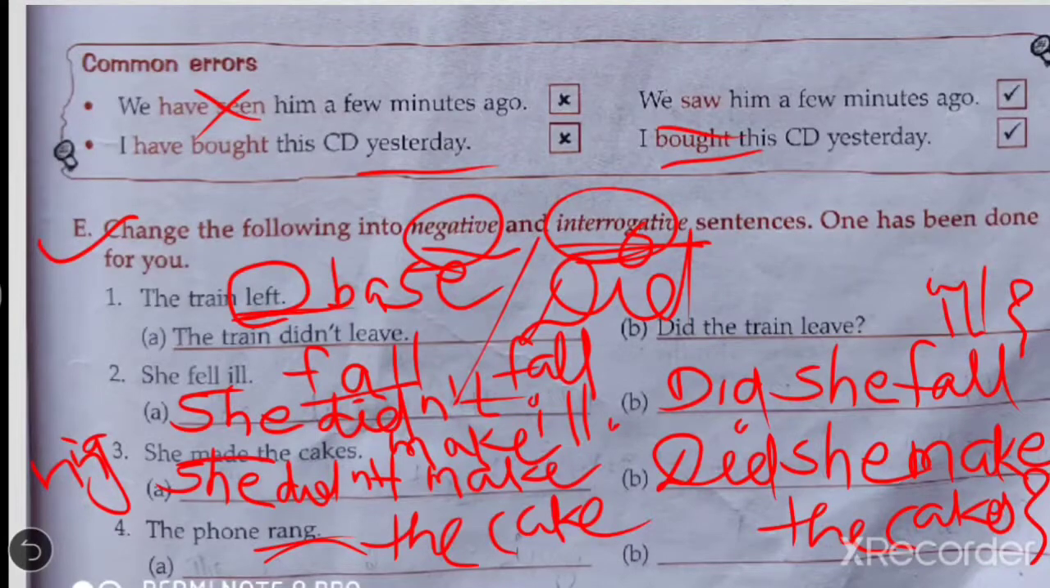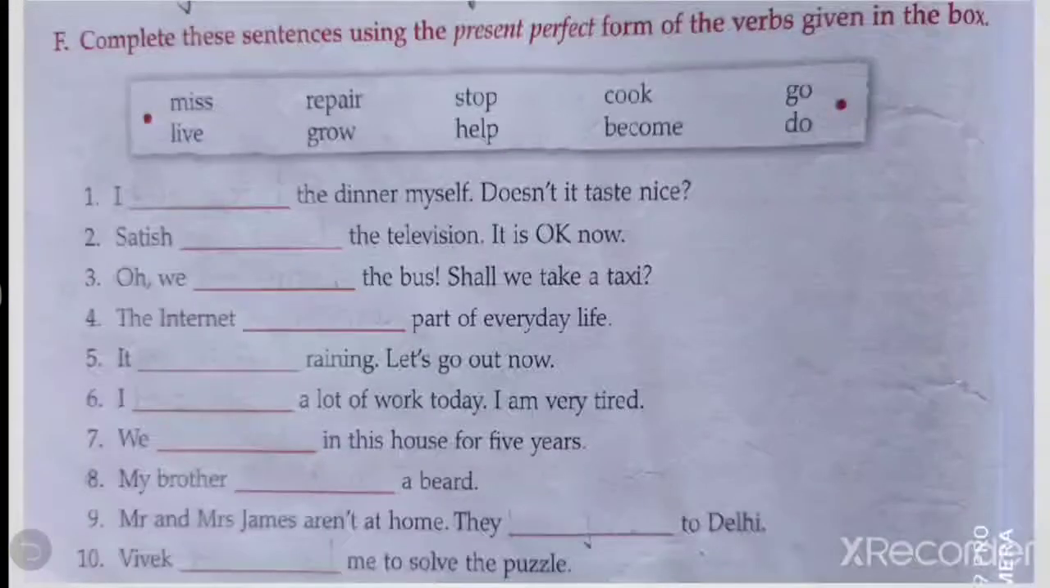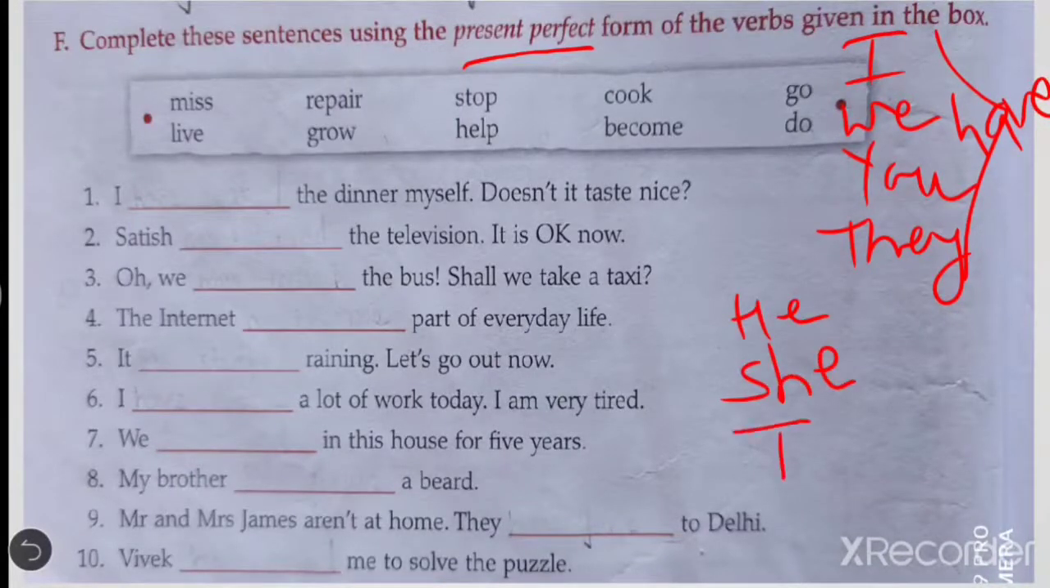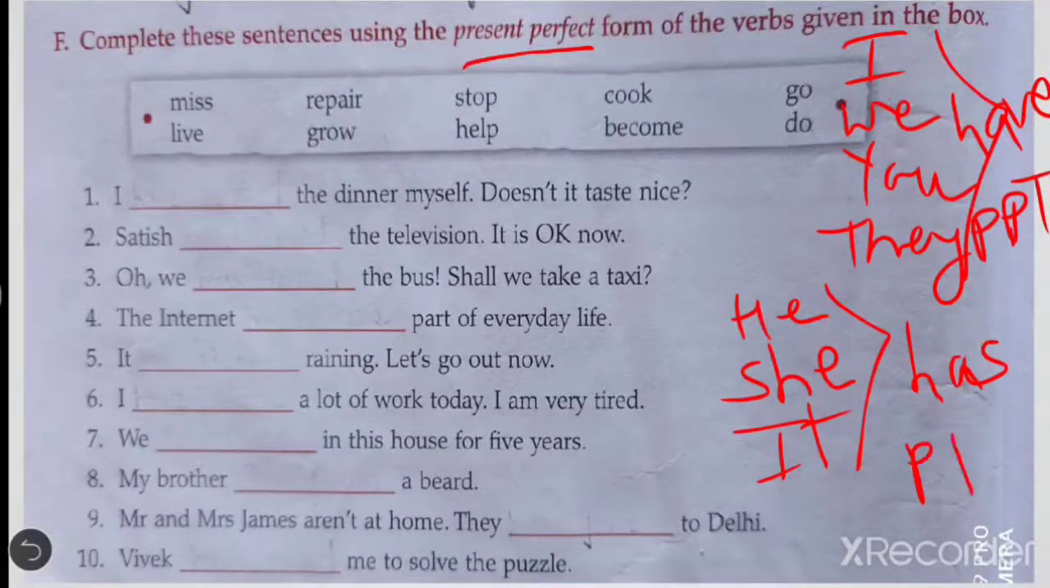Now we'll move to another exercise. Complete these sentences using the present perfect form of the verbs given in the box. Now for the present perfect form, first you must know that with I, we, you and they, you have to use have. With he, she and it, you have to use has. Now with have and has, we have to use the past participle form, meaning verb number 3. Here you have to use these according to your subject, have or has and the past participle form of these base verbs.